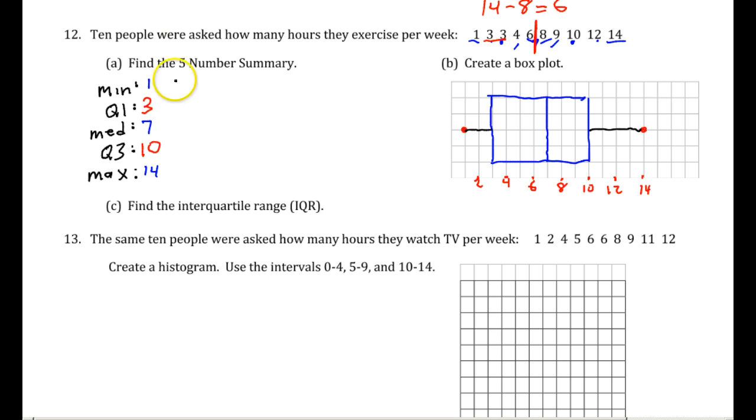And once again, they ask you for the IQR. So Q3 minus Q1 is 10 minus 3, which is 7. Okay. Very good.